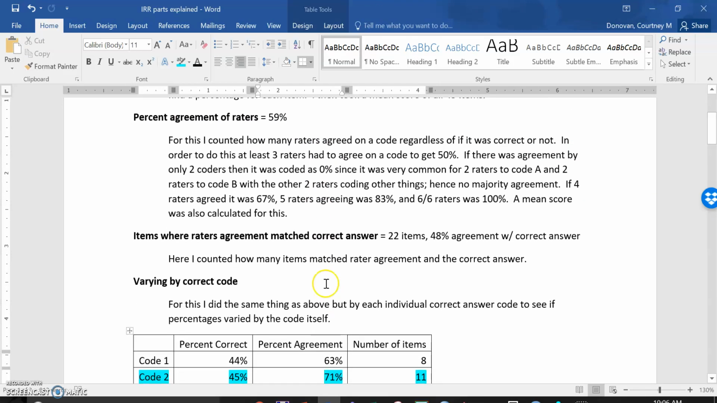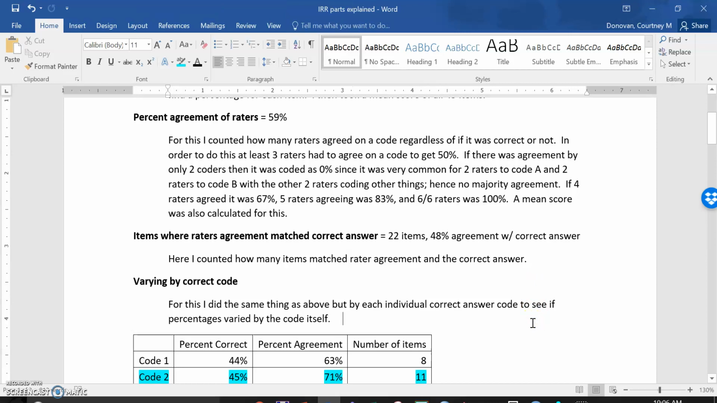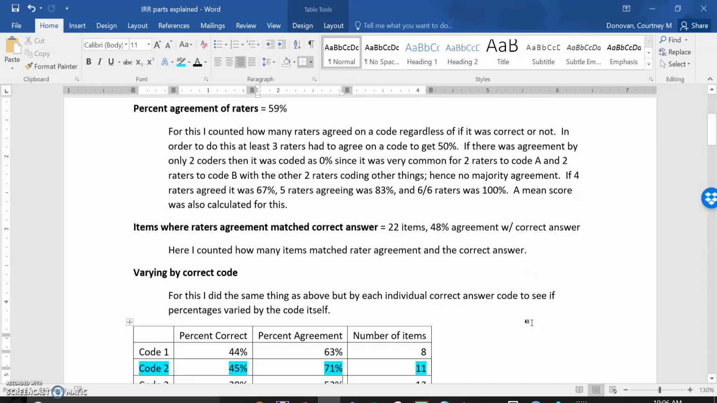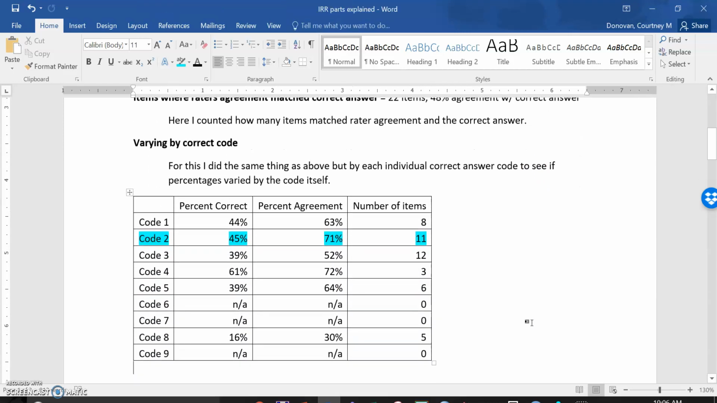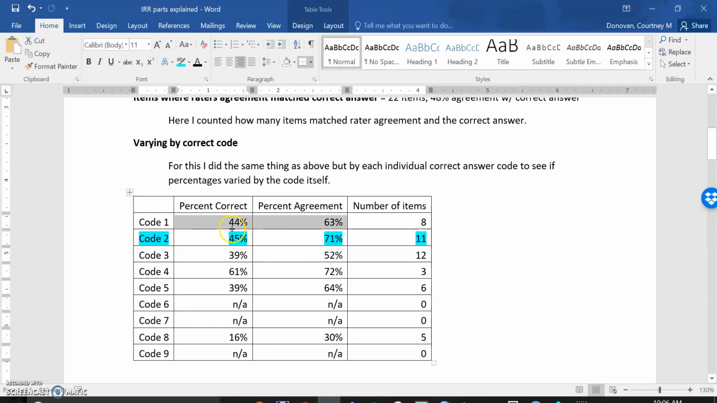We also looked at the items and how many items matched the correct answer, and we're seeing about 50% agreement with correct answer. So there are some items, some responses, that seem to be easier to code than other responses. And then I wanted to look at each code separately because we're seeing some discrepancies by code. Some of them aren't too far off, based on the raters' agreement versus the agreement with the correct answer.